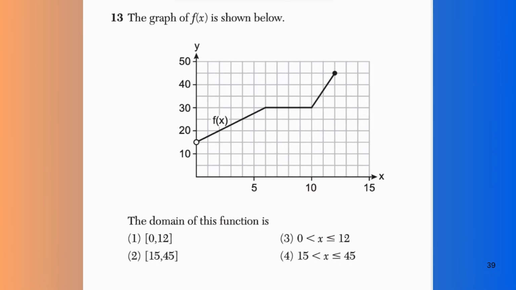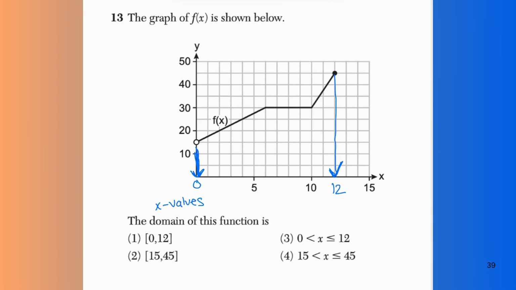Number 13, the graph of f of x is shown below. What is the domain? The domain means all of the possible x values of this graph. So how far left to how far right does this graph go? When I look at the leftmost point of this graph, that's right here, and the rightmost point is right here, and I want to know the corresponding x values for those 2 points. At the leftmost part of this graph, the x value is 0, and at the rightmost part, the x value is 12.